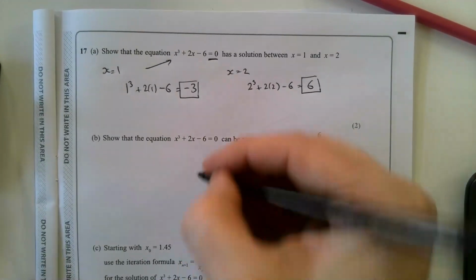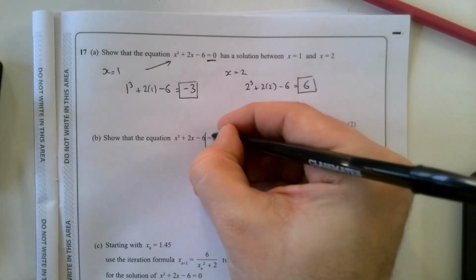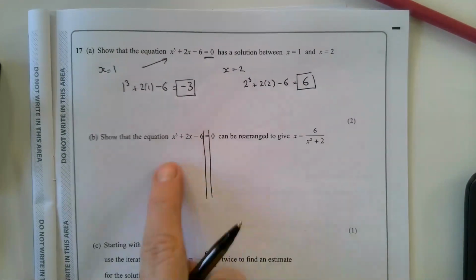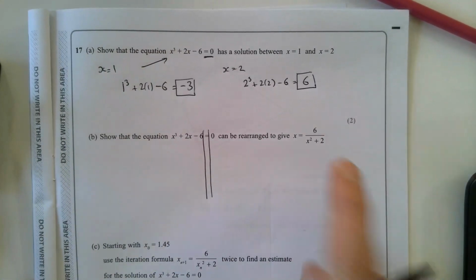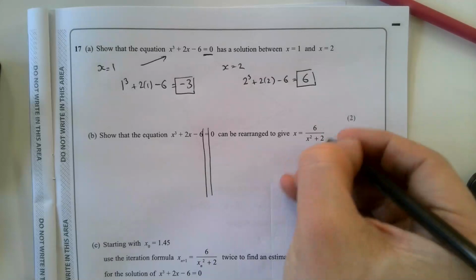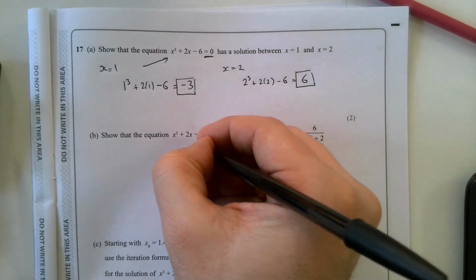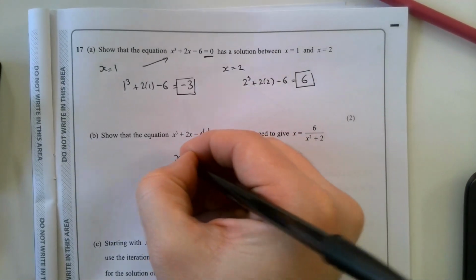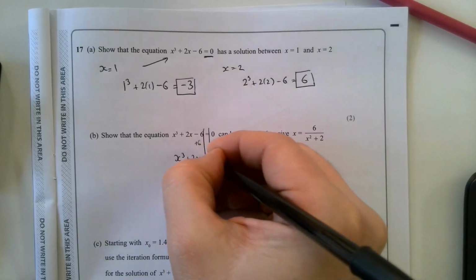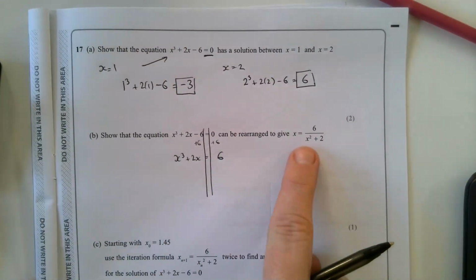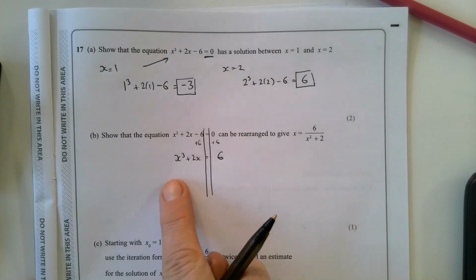That is not a bad way to be able to pick up marks if that comes up again. Right, this bit, I've got to rearrange this to give this. So first off, I'm going to try and make it look like this, so I'm going to add 6 to both sides. So if I add 6 to both sides, I'll get x cubed plus 2x equals 6.